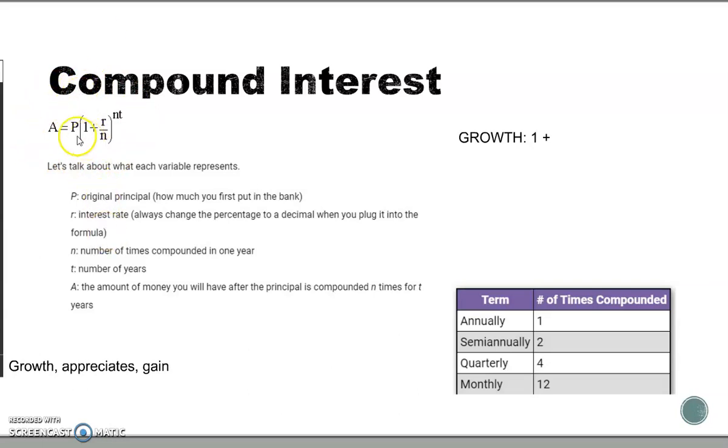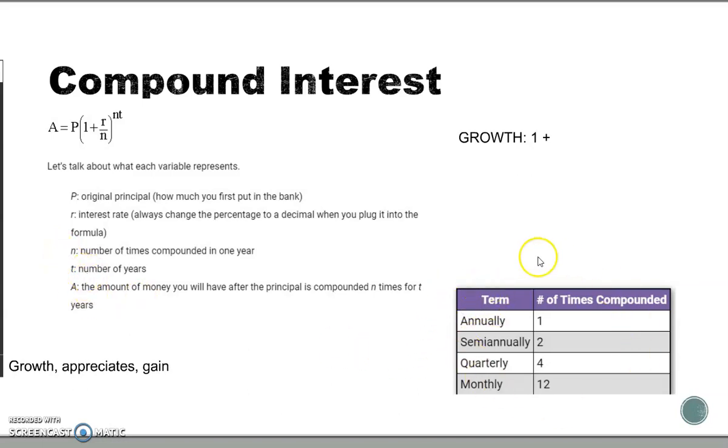You have to know what all the parts of them mean. So your P is the original principal, how much money you're putting in the bank to start with. R is your interest rate, and your interest rate always has to be written as a decimal. So when you're given the interest rate as a percent, you need to change it to a decimal, and we'll talk about that in a second. Your N is the number of times it's compounded in 1 year.